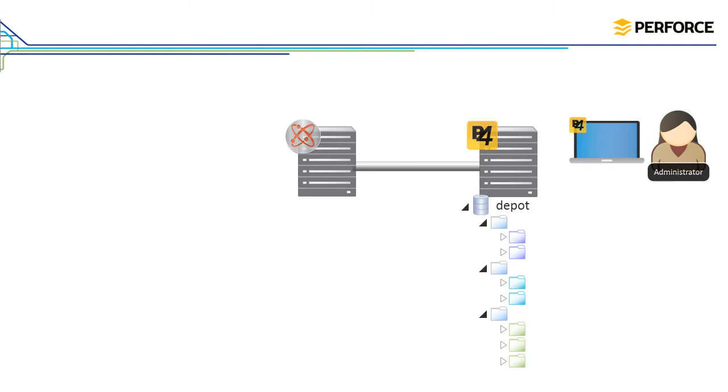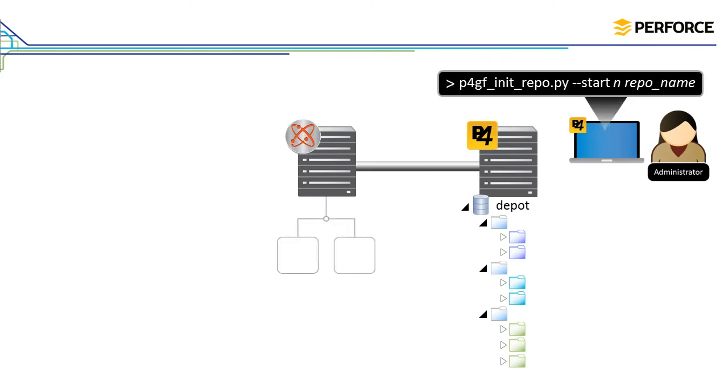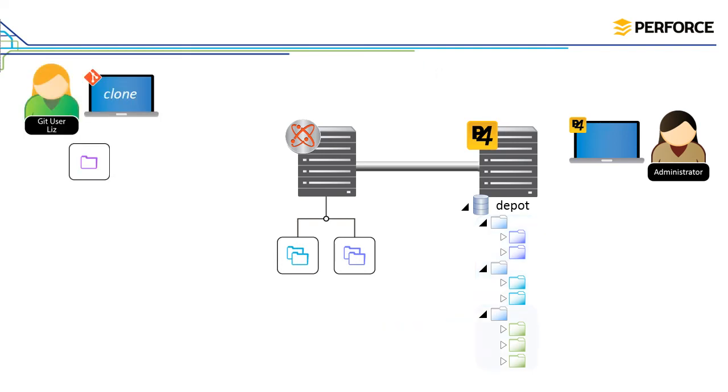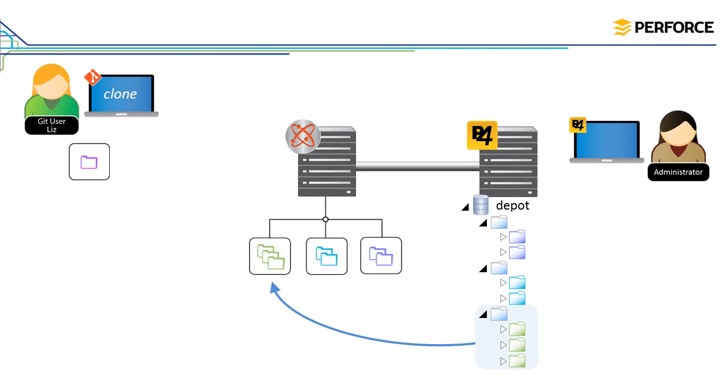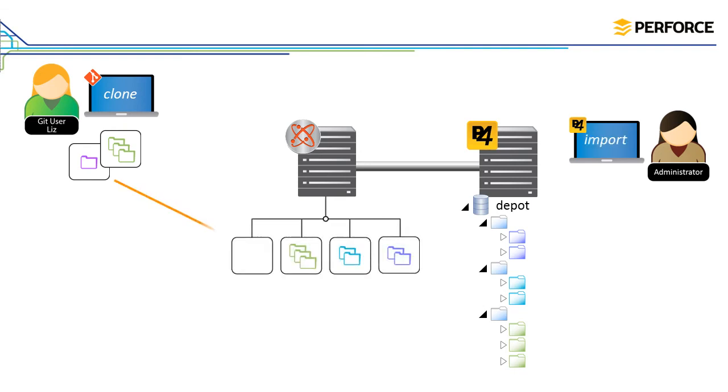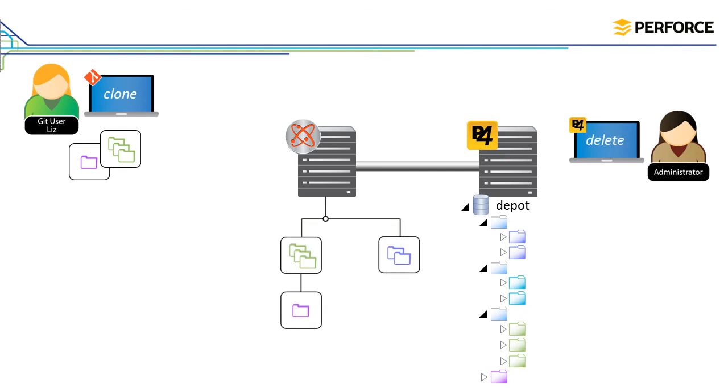The administrator can initialize repos at the time of configuration, or if they want to pre-populate large projects. Repos can also be initialized after configuration by the Git users simply by cloning the repo. Administrators can also import, modify, and delete repos. More details on the steps for each of these processes can be found in the Git Fusion guide.